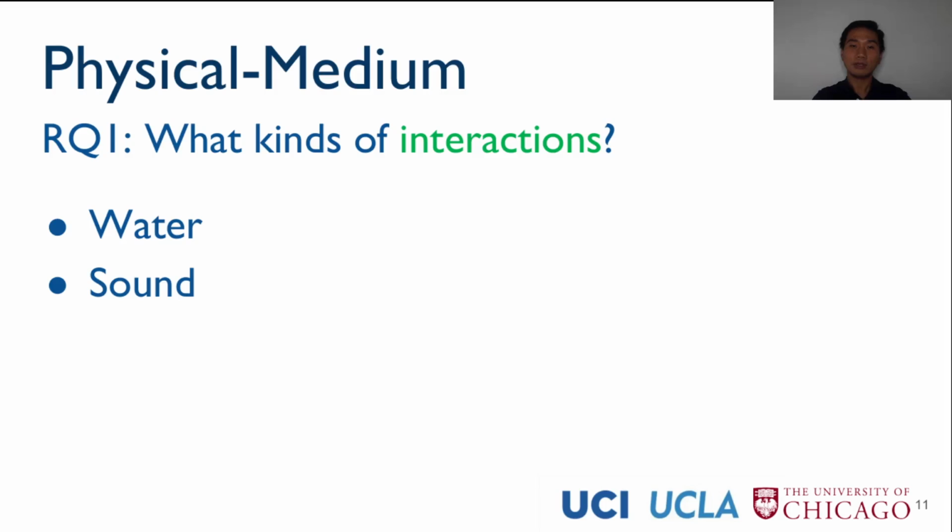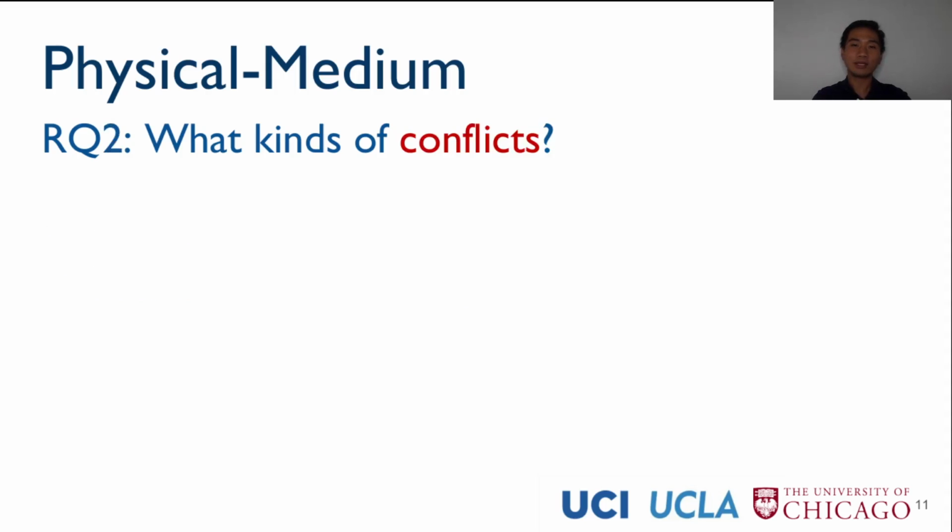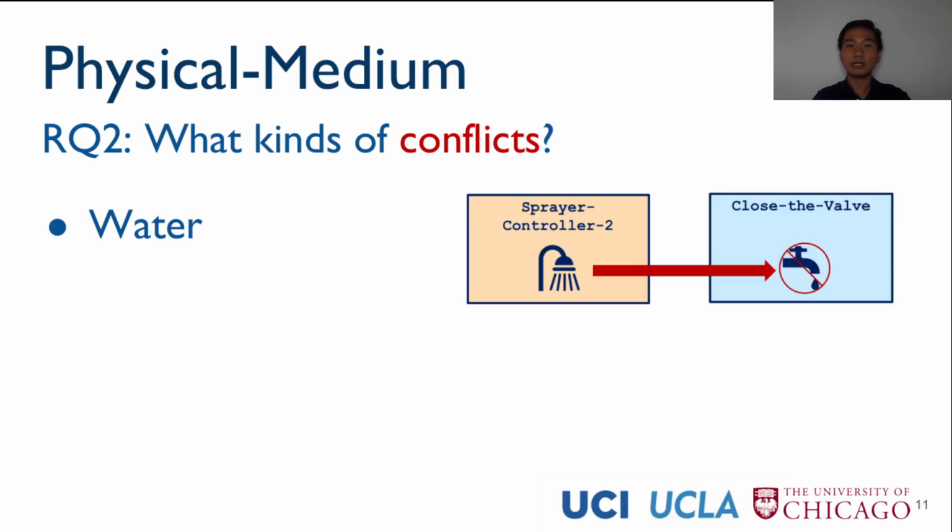Second, sound. We found another interesting pair of apps called the Bose Sound Touch Control and InfluxDB Logger apps. While the Bose Sound Touch Control app controls a sound-producing speaker, the InfluxDB Logger app reads from a sound sensor. Therefore, these two apps interact through sound. So how about the kinds of conflicts in the physical medium group? First, water. To our surprise, although the Sprayer Controller 2 and Close the Water Valve apps basically interact through water, they can potentially have a conflict in this way.